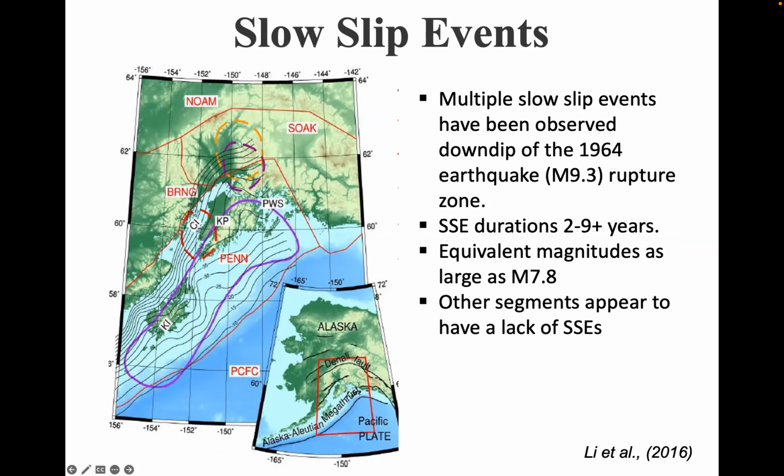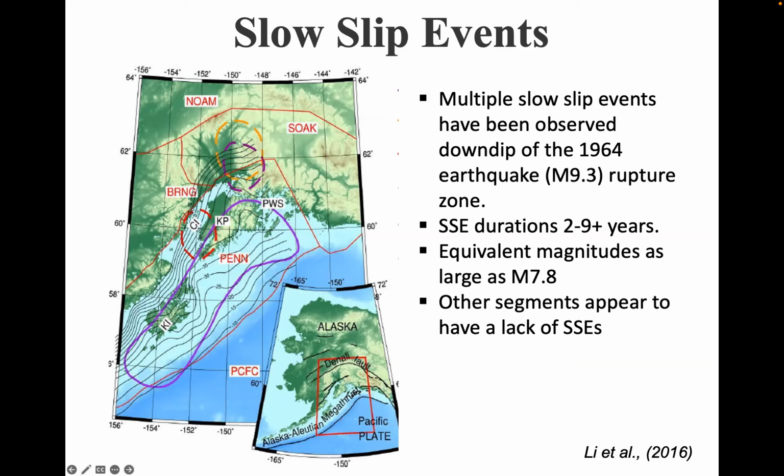Now, I mentioned slow slip events. Cascadia is really famous for these. Alaska has some events that are like Cascadia, but it also has these very long-lived events. You can see with the circles, the oval areas that are dashed, these are the outlines of long multi-year slow slip events. These have durations of 2 to, in one case, at least 9 years. We don't actually know an upper limit because it had already started by the time we were making GPS measurements in the area. So these are equivalent to magnitudes as large as upper 7, about 7.8 in one case.